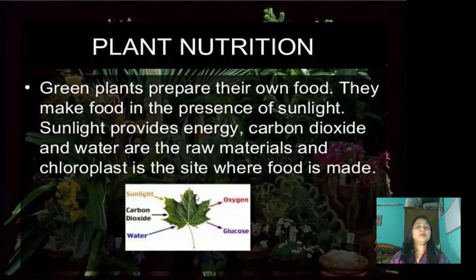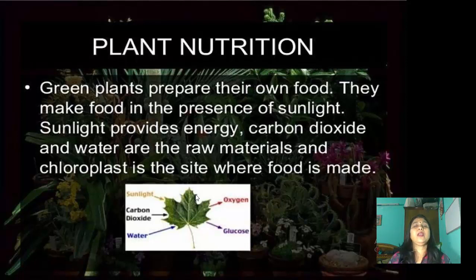Now coming to the topic of the chapter, that is nutrition in plants. Nutrition in plants is also of two types, autotrophic and heterotrophic. Autotrophic means green plants prepare their own food. They make food in the presence of sunlight. Sunlight provides energy. Carbon dioxide and water are the raw materials, and chloroplast is the site where food is made.